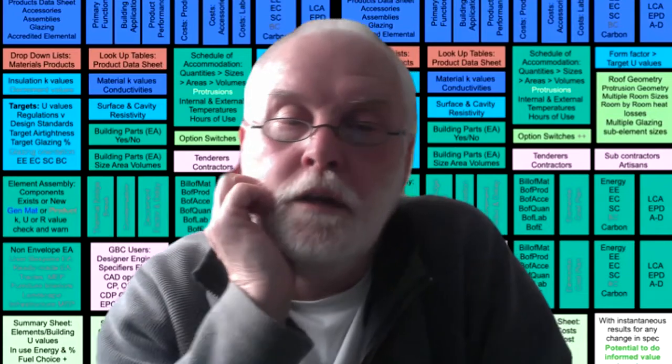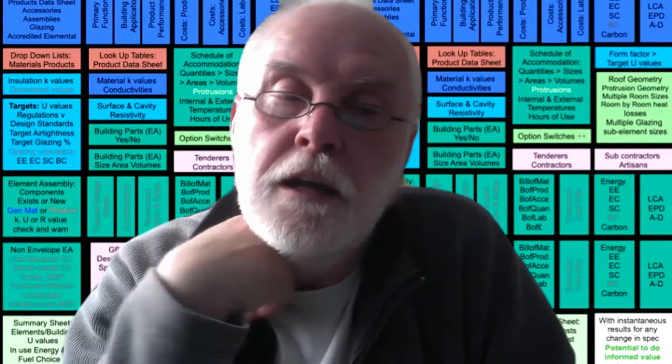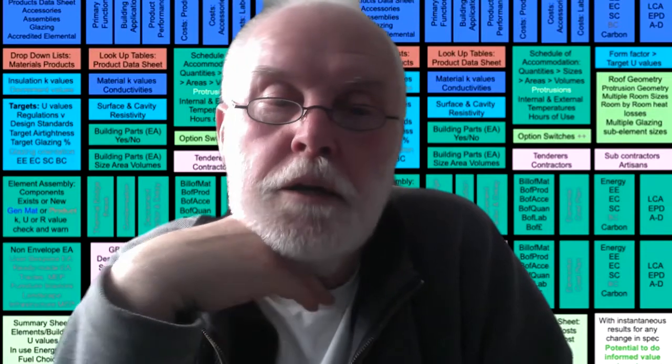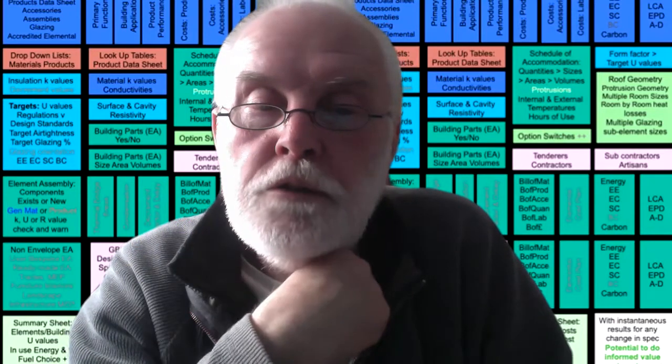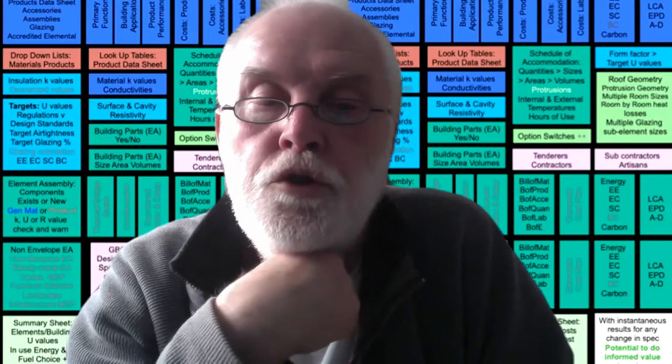So then we get to the elemental assembly, which is the big U value calculator, which is made up of many component parts, many assemblies, and you have a chance to choose whether they are existing or new products, new components. Choose generic materials or products. It then does the K to U value calculations, and it will check to see whether you have met your targets or not, and warn you if you haven't.